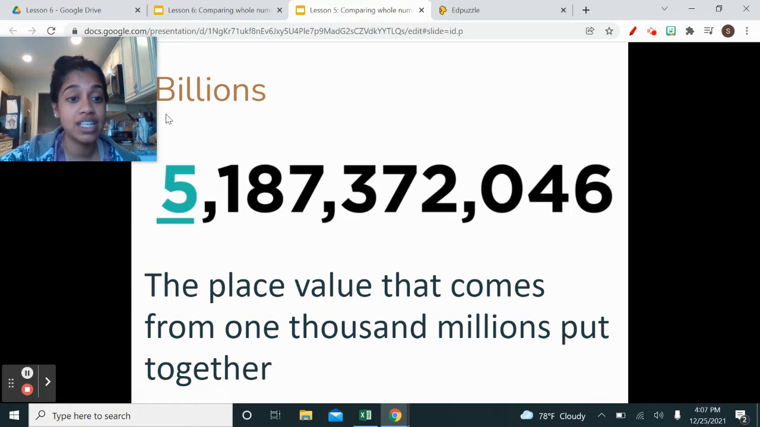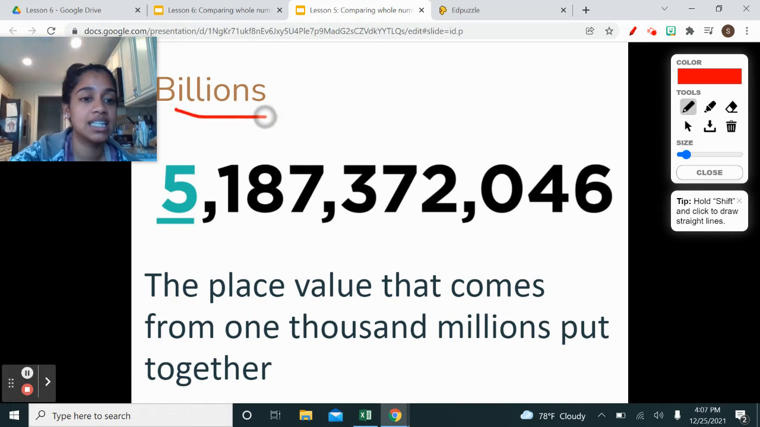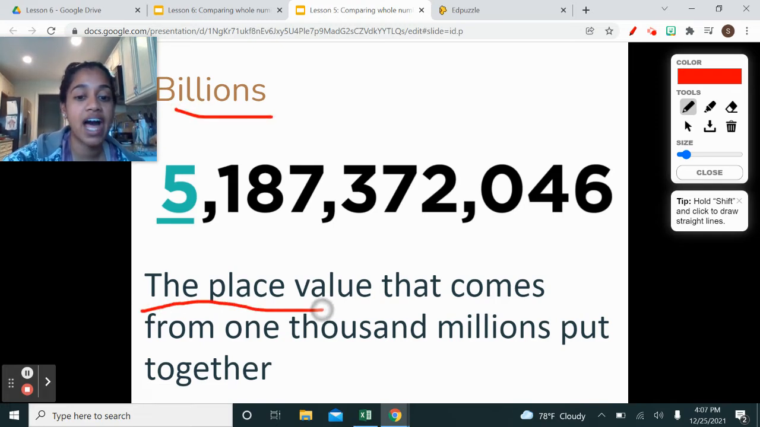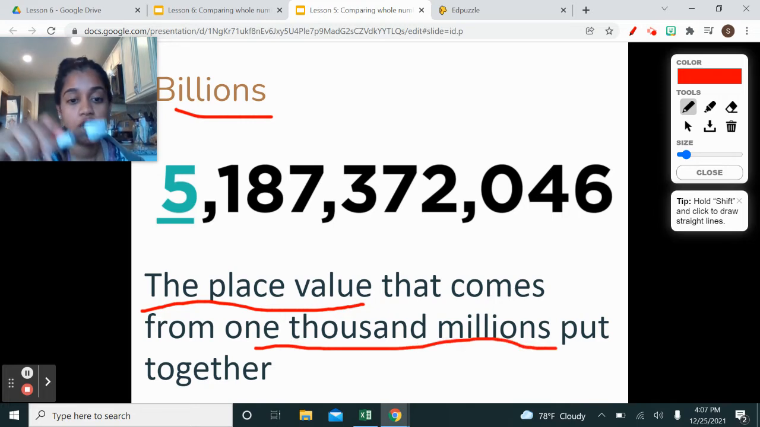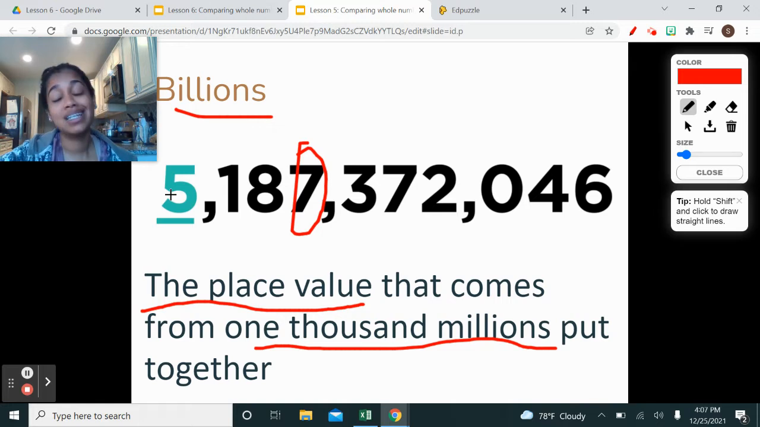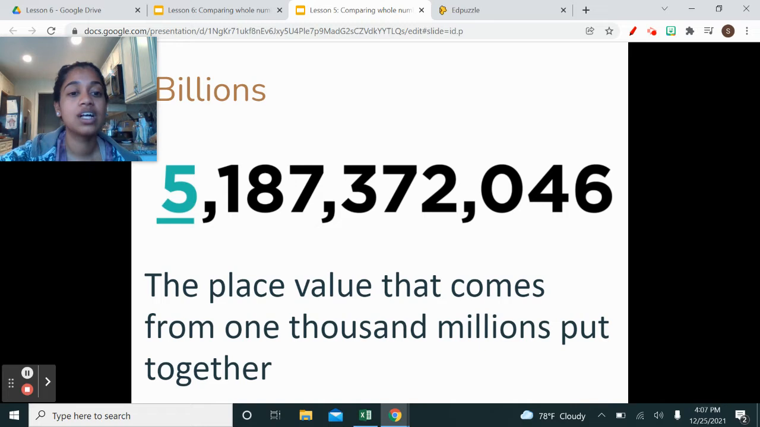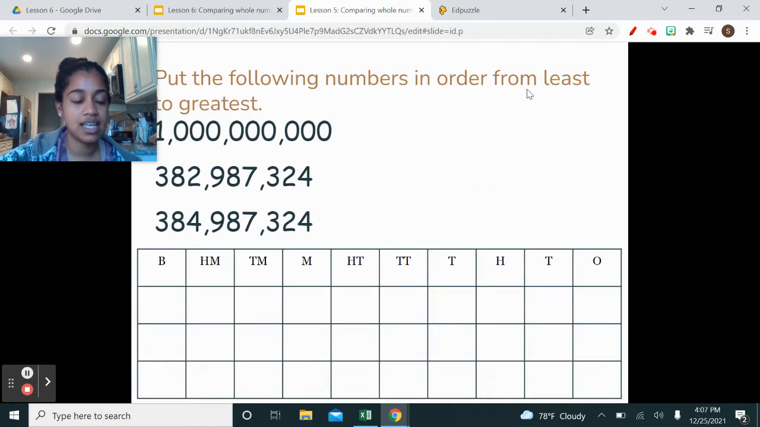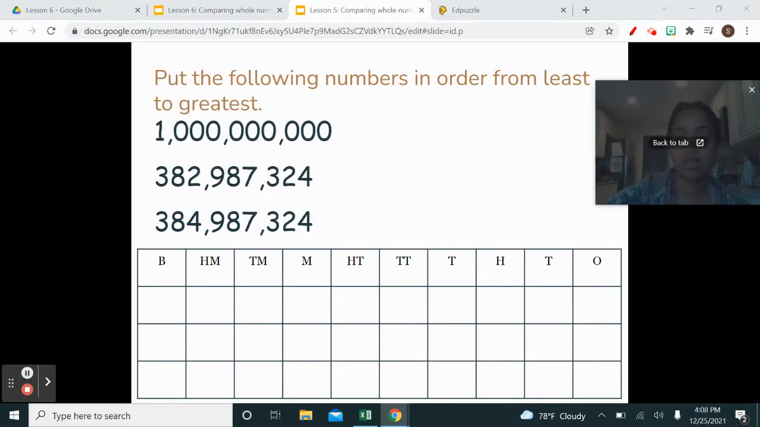Our first word is billions. Billions is the place value that comes after 1,000 millions put together. Our millions is right over here. When we have 1,000 millions, we get 1 billion. So it's a lot. A billion is a big, big number. I think that's our only word for this lesson.